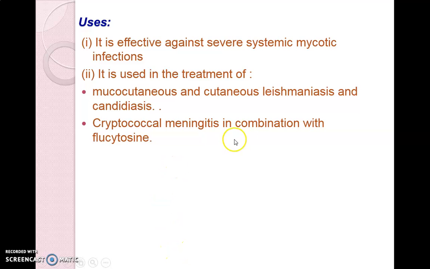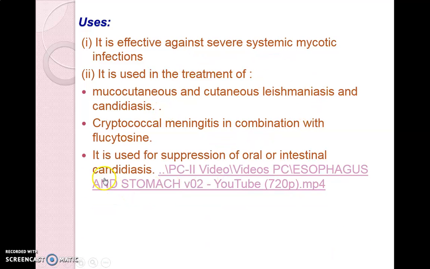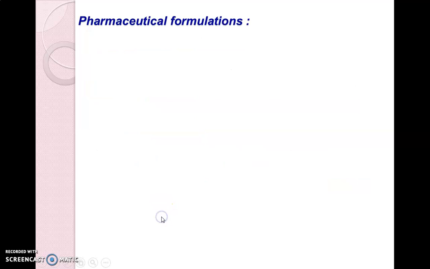Cryptococcal meningitis, in combination with flucytosine. Flucytosine is a drug, and in combination with amphotericin B, it can be used for the treatment of cryptococcal meningitis. Now it is also used for the suppression of oral and intestinal candidiasis. The same animation I am going to share with you on Moodle.